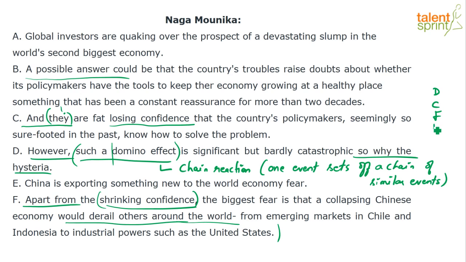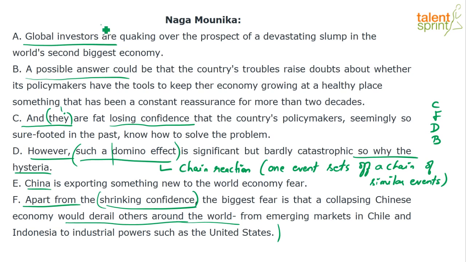F, and then I have to bring D here, right? Let's make that change quickly. So I have this CFD. Obviously it has to follow. Why the hysteria? Answering the question in D is B. A possible answer could be blah blah blah. Very good. So CFDB. So where do we fit in? What is left? I have E. China is exporting something new to the world economy fear. And then I have C, which is here right in front, right? And they, who is it they referring to? Catastrophic means something very devastating, destructive.